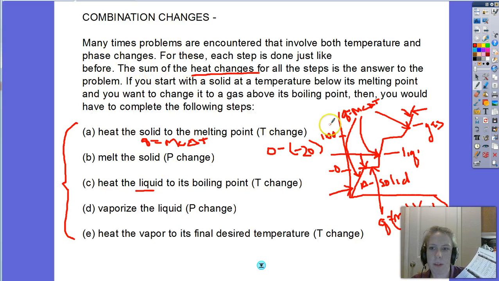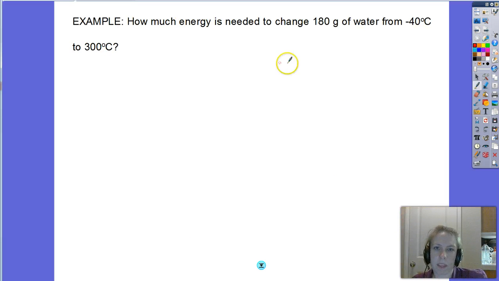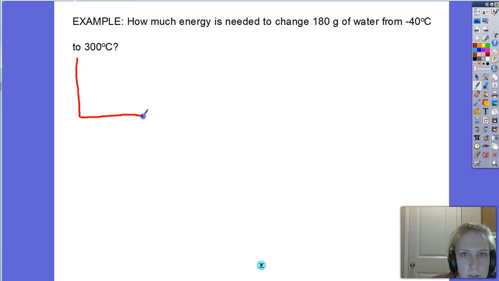So here's a combo. I highly, highly recommend, as in you'll have to do it on your test, drawing the phase diagram so you can see what phase changes it's going through. It's going to be really helpful. Alright, so let's take a look at one of these problems. So first I'm going to draw the phase diagram. It wants us to take water from negative 40 degrees Celsius to 300 degrees Celsius.